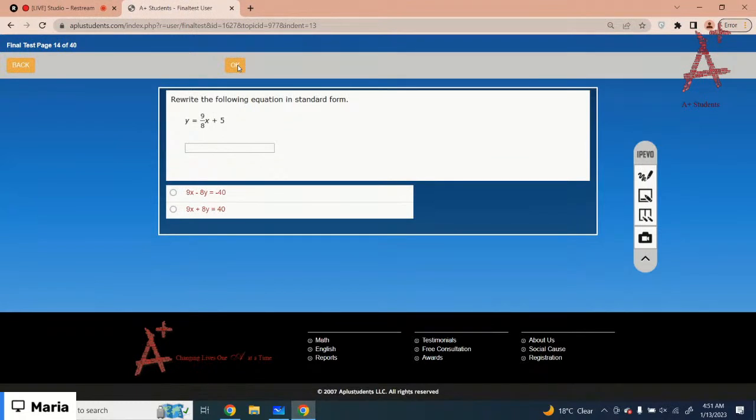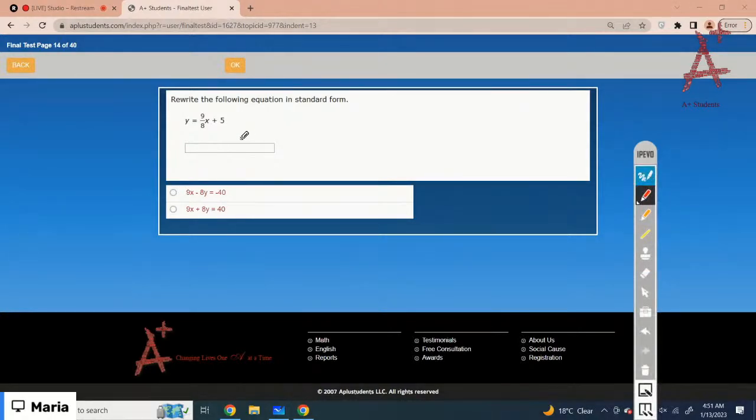Okay, rewrite the following equation in standard form. You have to write down the equation in standard form. Got it? So, remove that a, multiply both sides of the equation by 8. Got it? 8 and 8 cancel out. You are left with 8y equals 9x plus 5. So the standard form of the equation is ax plus by equals c.